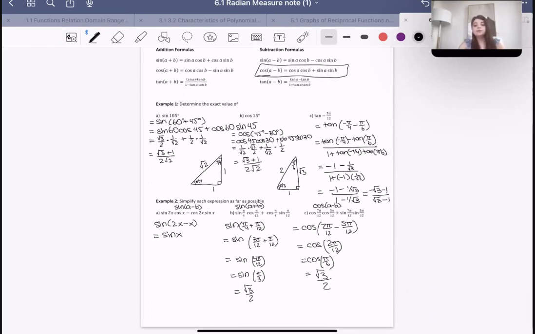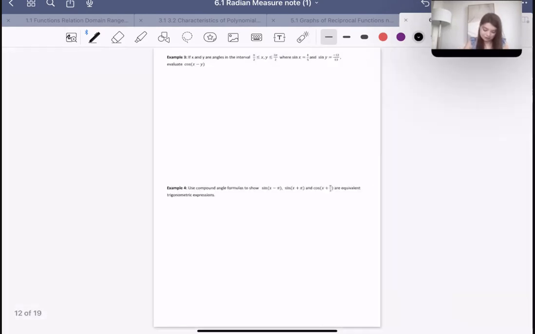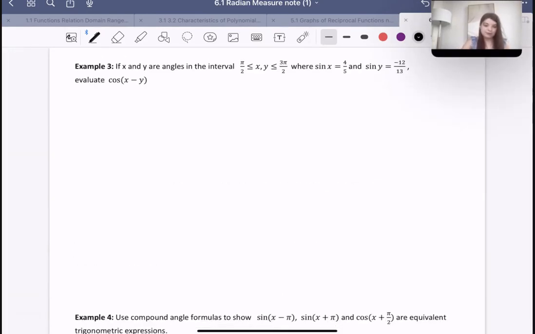So I hope by now you can probably see why we care about this. Why is this useful? It can give us a shortcut to all sorts of these equations. All right, now let's move on to example 3.